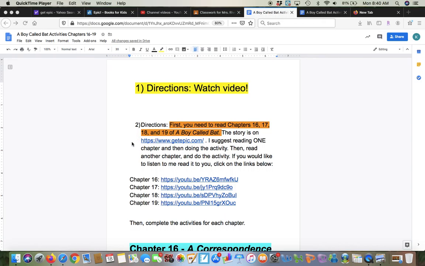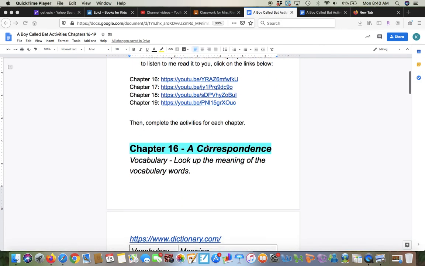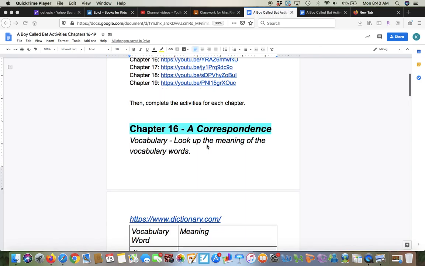If you need to listen to the story, like if you're ready for chapter 16, you could just press this link and it will bring you to the story, and I'm reading it to you. So you could just listen and follow along. After you read the chapter, I'm going to just explain the activities for this week.